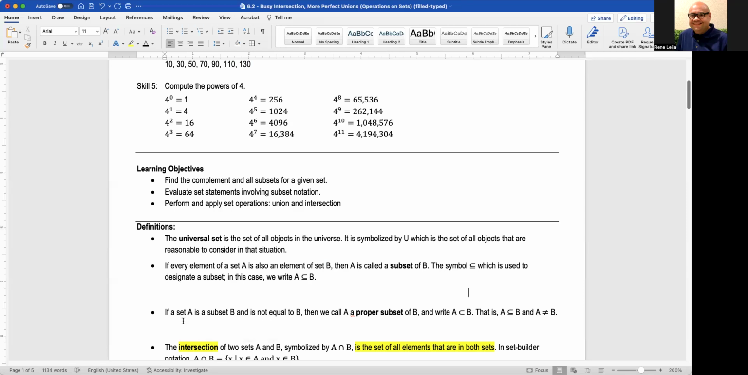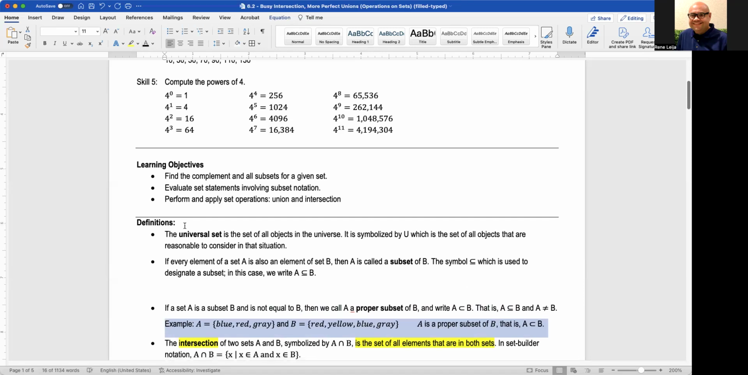Now, if set A is a subset of B and is not equal to B, remember the difference between equal and equivalent. Equal means they have the same elements. Equivalent means they have the same number of elements. So we're talking about the same elements here. If set A is a subset of set B, but it's not equal to B, then we call it a proper subset.